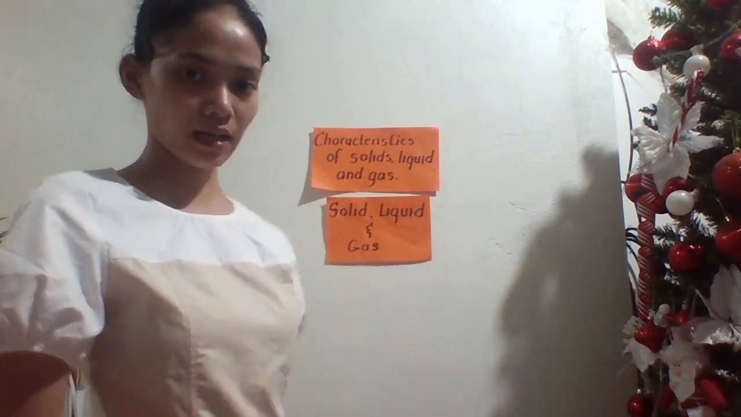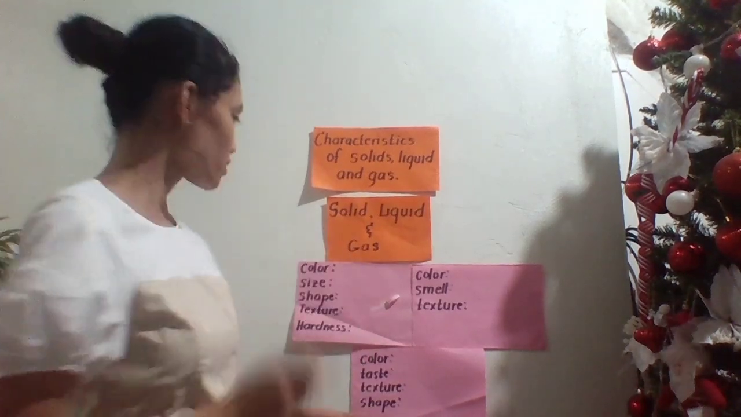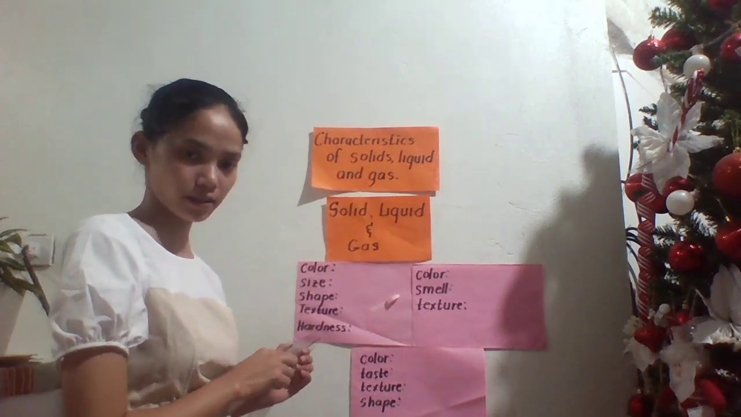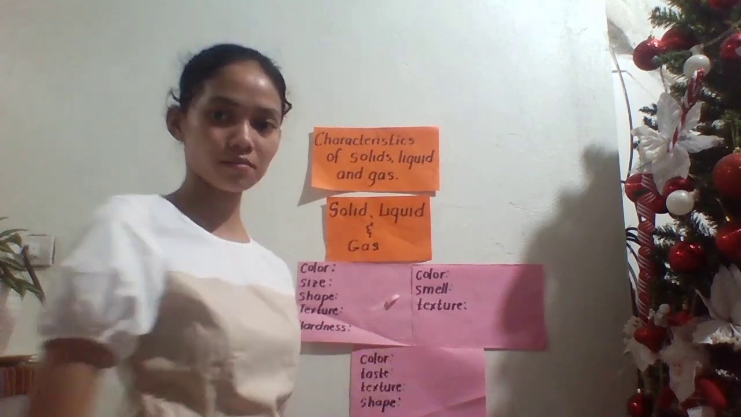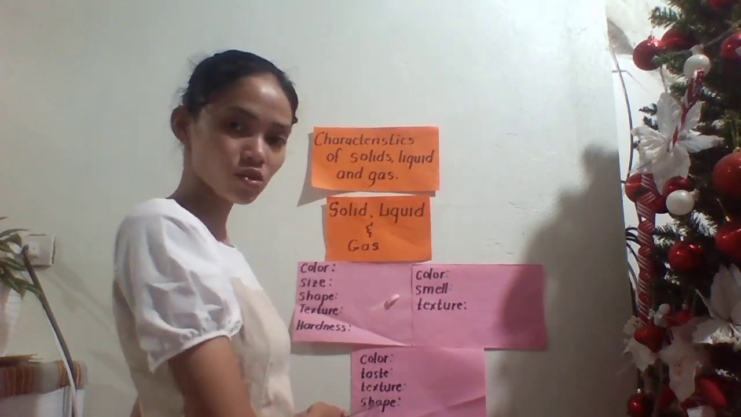Once again, the different states of matter and their characteristics. The solid, liquid, and gas. Solid, liquid, and gas have their own characteristics. So, solid objects have color, size, shape, texture, and hardness. So, liquid has color, smell, and texture. They don't have their own shape, they only take the shape of the container. Gas has no color, taste, texture, and shape. They only take the shape of what they're put in.